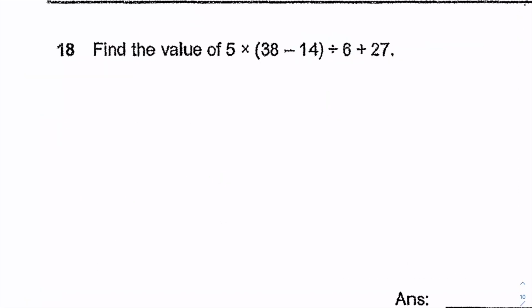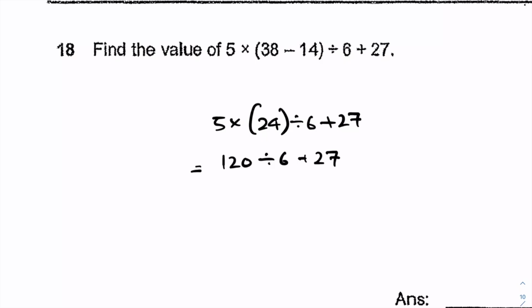Question 18, order of operations. So the first thing we can do is the subtraction within the parentheses. Okay, that's a 24. Next, we're going to do multiplication first from left to right. So 5 times 24 gets us 120. Keep this division by 6 and plus 27. Next, let's carry out the division. That gives us 20. And now finally, we'll do the addition, giving us 47 at the end.